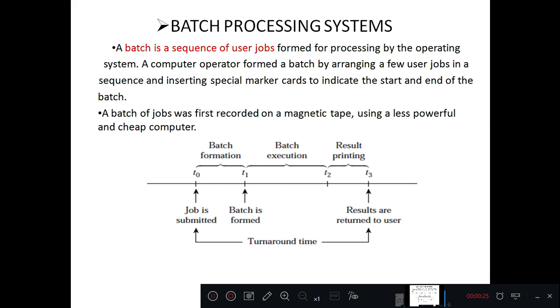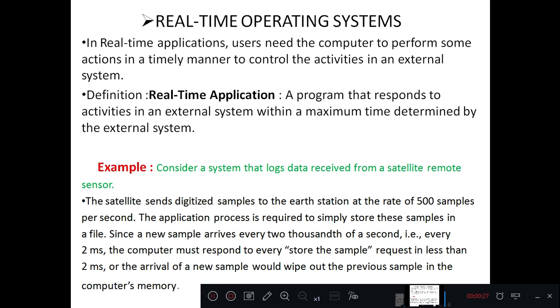And we have seen half of the second kind of operating system, that is real-time operating system, and we have already discussed one simple example on this real-time operating system. So as per the definition, a real-time operating system is a program that responds to activities in an external system within a maximum time determined by the external system, right? So whatever operations a computer system is performing has to be performed within the maximum time given to that program or process.